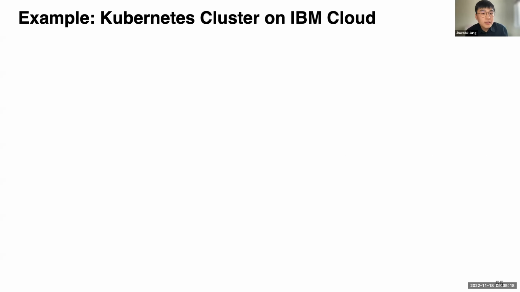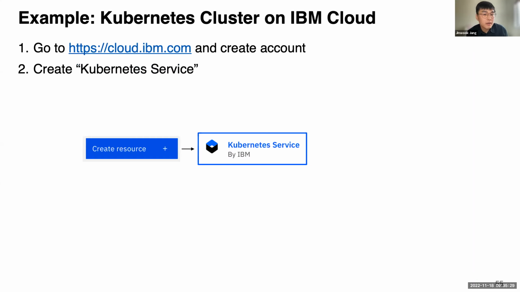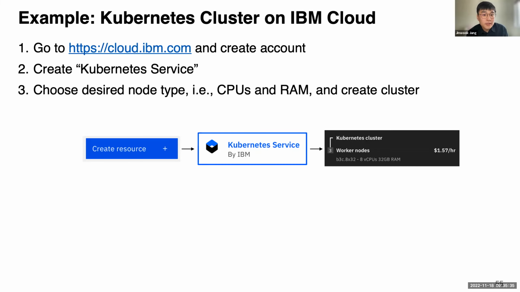So here's an example, which shows how we can create a Kubernetes cluster on IBM Cloud. So you can go to the IBM Cloud website and create an account, and then create the Kubernetes service in the create resource menu, and choose the desired node type and create the cluster.